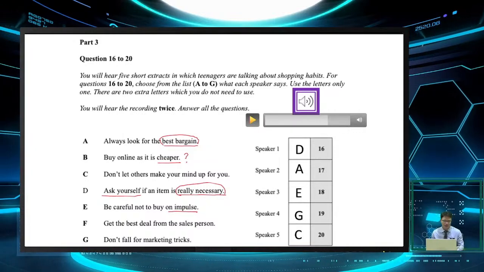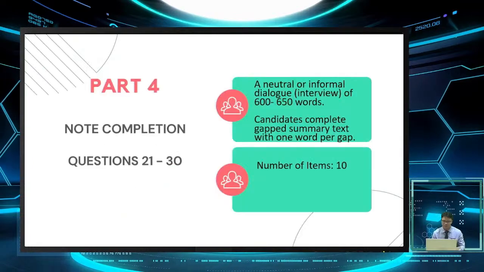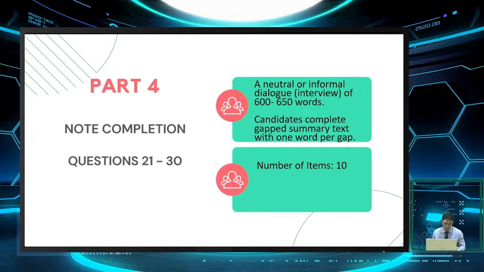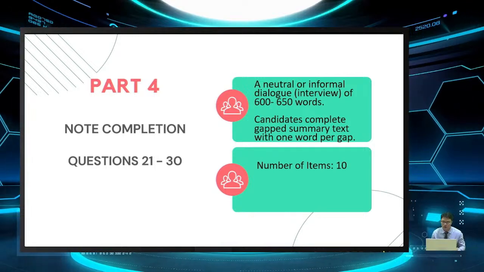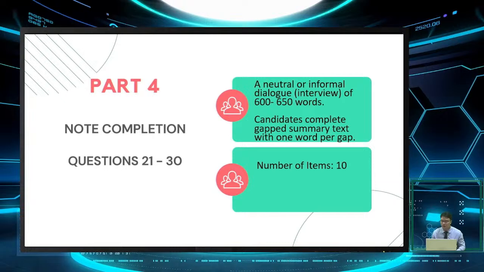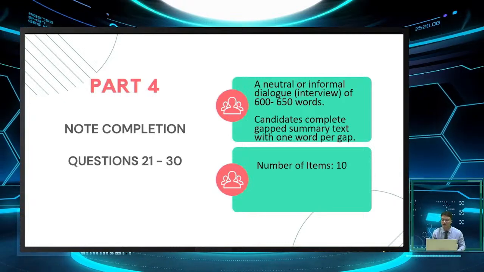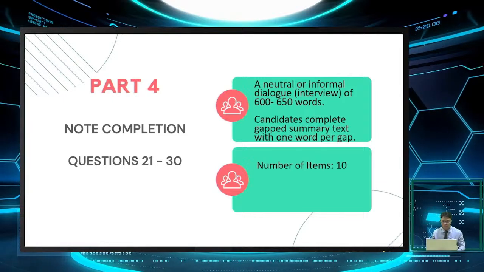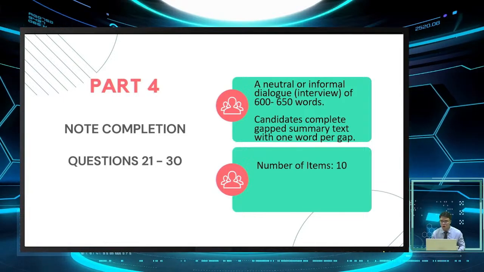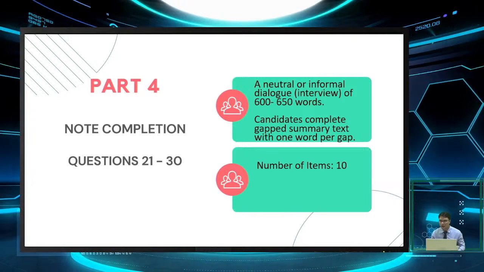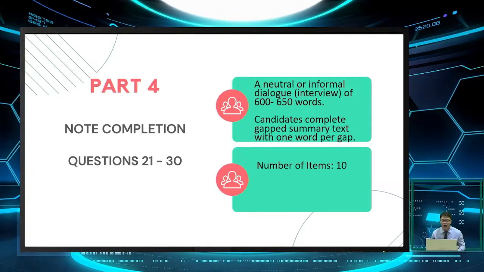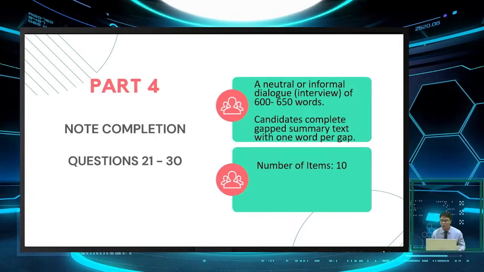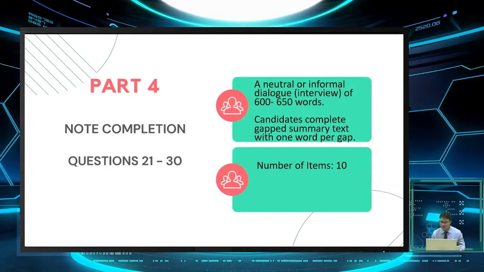So the last part will be part 4. In this part, it is a note completion, right? You are going to listen to a neutral or informal dialogue or interview of 600 to 650 words. So this is the longest audio for this paper. Now, the trick here is different because you no longer get to write A, B, C. Now you have to write one word. Candidates complete a gap summary text with one word per gap. So there are 10 items.